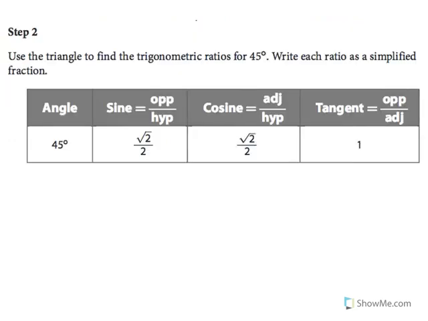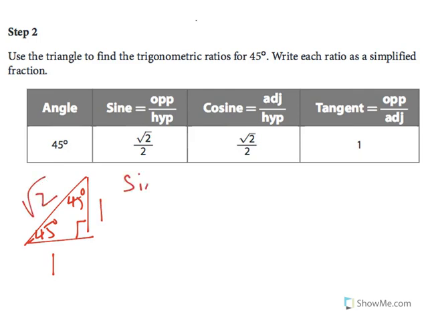Alright, okay, so then use the triangle to find the trigonometric ratio for 45 degrees. Write each ratio in simplified form. So let's go back to our right triangle. Right, so we have this. This is 45 degrees, and this is 45 degrees. This is a right angle. This is 1, 1, radical 2.